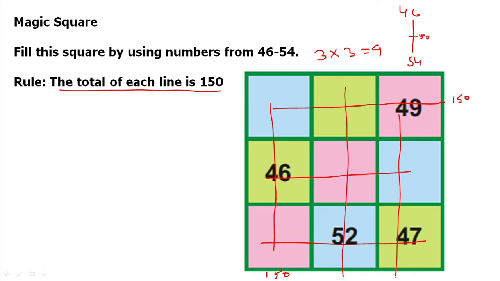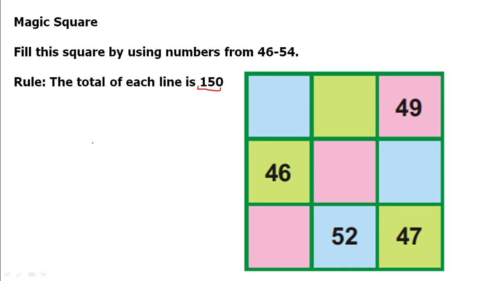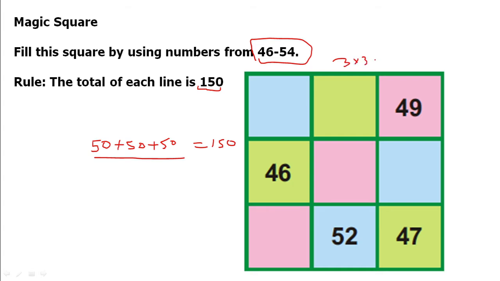What is magic? We add any line, we will get the same sum. And here we will get 150. So how can we have that? Let us see. Getting 150, we should have 50 plus 50 plus 50. Simply, if we add 3 50s, we will get 150. But the rule is we cannot repeat the number, and each number should be entered at least once. From 46 to 54, we will have 9 numbers, and we have 3 cross 3, 9 boxes. So we cannot use 3 50s.